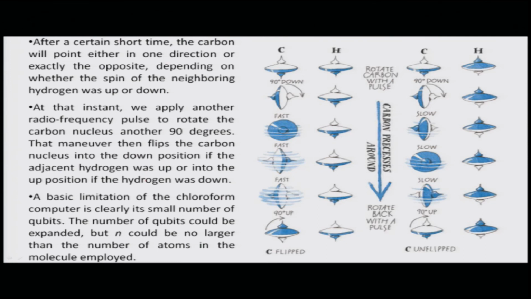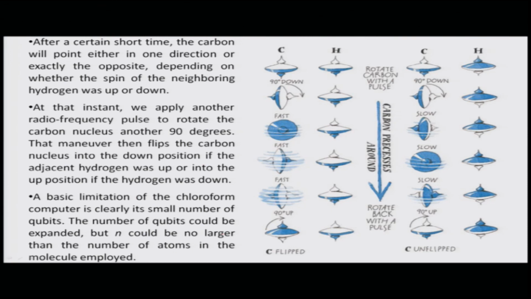A basic limitation of the chloroform computer, which is what we have been discussing lately, is clearly the small number of qubits. That is what happens in most of the NMR principles, unfortunately. The number of qubits could be expanded, but n could not be larger than the number of atoms in the molecule employed, because this is a molecule-only computer. That is the point of how it works.